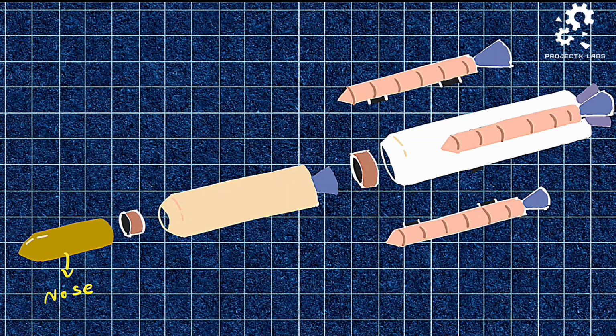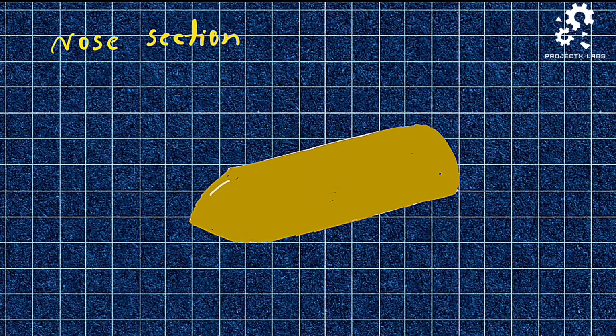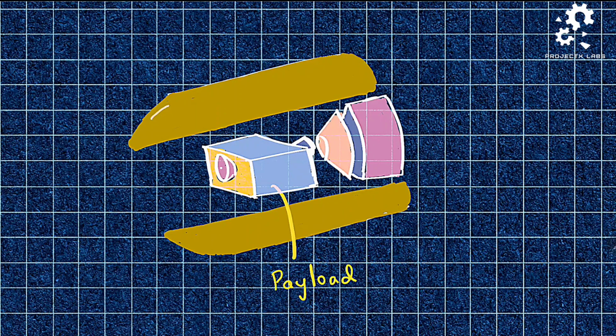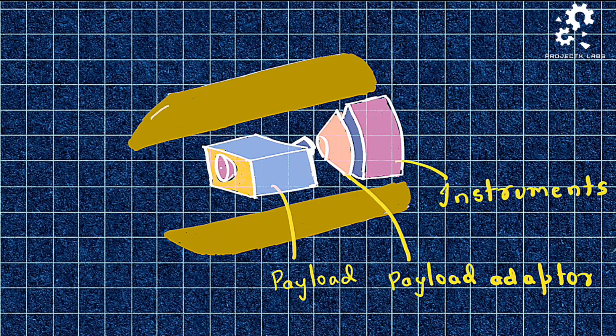Starting with the nose. It is a streamlined body that can easily pass through air. It holds the payload such as satellite or spacecraft. The payload adapter connects the payload to the rocket's airframe, along with the instruments required for the rocket's functioning. These are all covered by a structure called the fairing.